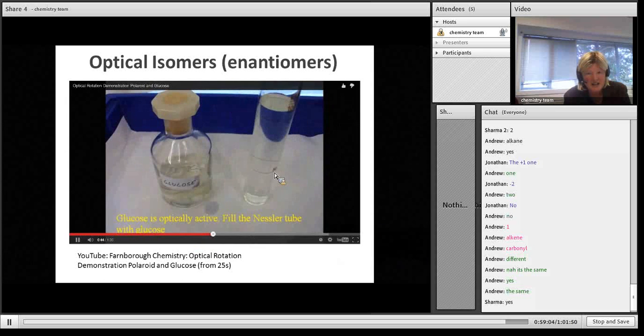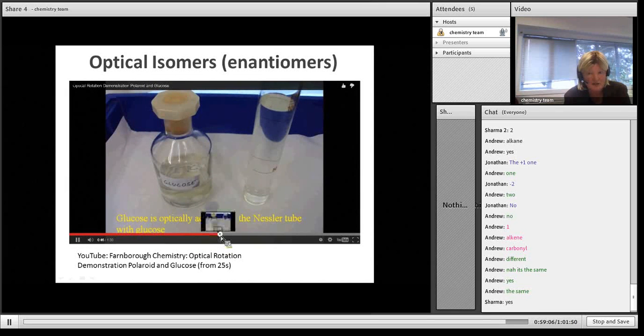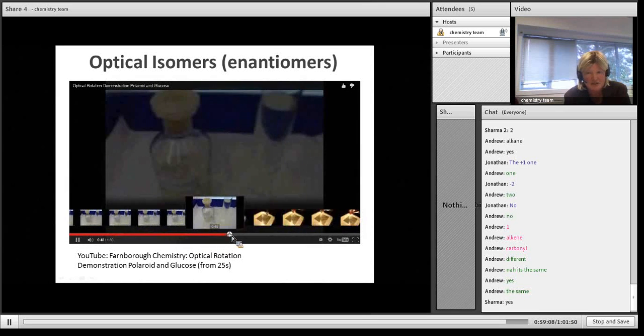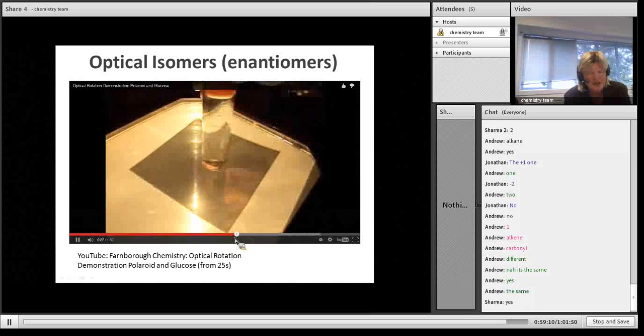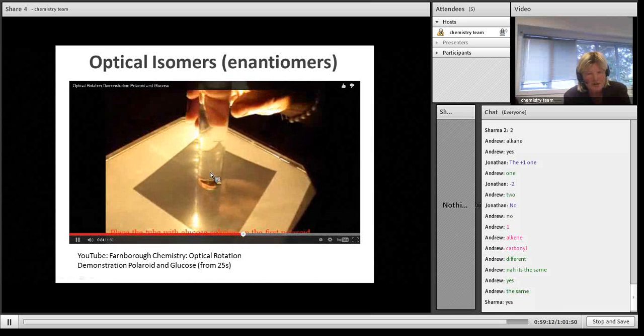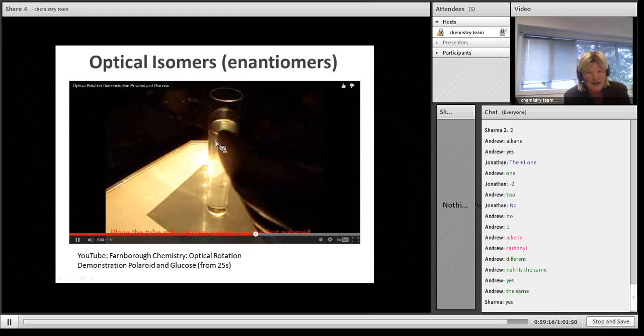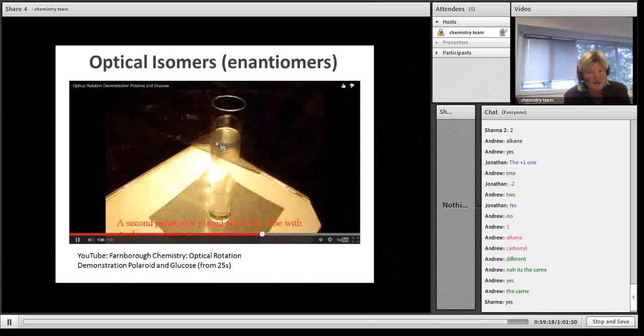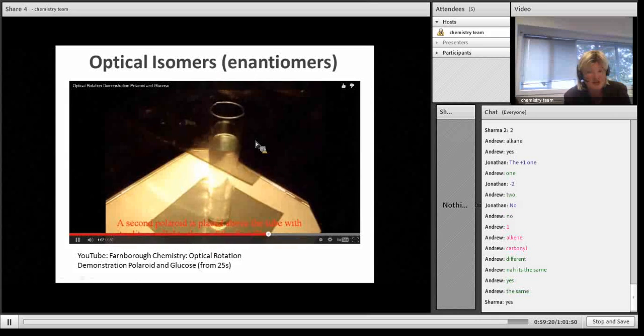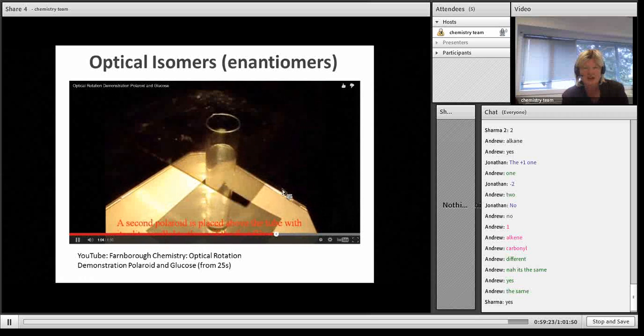They're going to take glucose, which is a chiral compound. Remember, I said your body is full of it. And they're going to put it on here. So it's polarized light coming through in one plane, and they're putting another analyzer on top, or another Polaroid sheet on top. And then just now they're going to look at it.